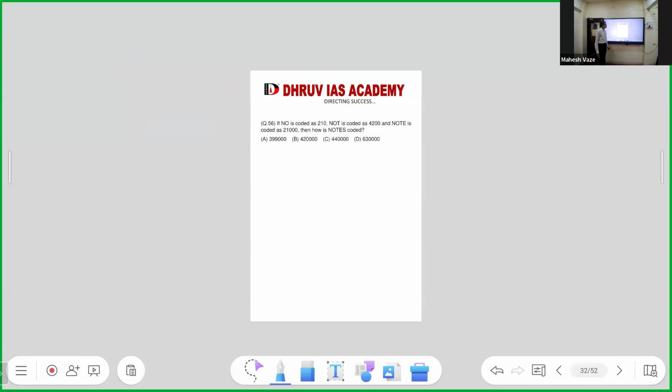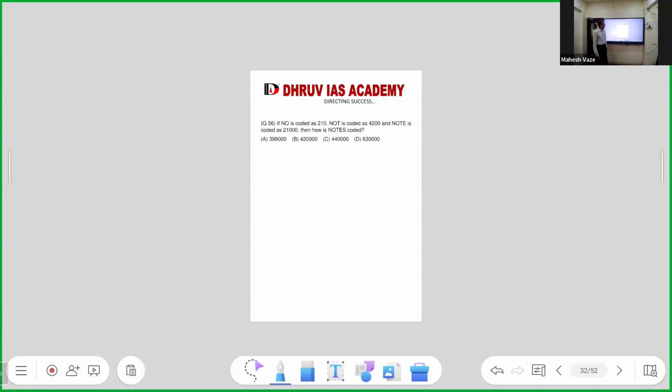Okay, now one coding question here. If NO is coded as 210, NOT is coded as 4200, NOTE is coded as 21000, then how is NOTES coded? If you carefully observe in such type of cases, the position of the letters in the English alphabet is used, like A is 1, B is 2, C is 3, and so on.